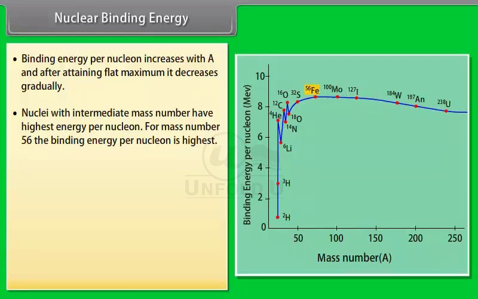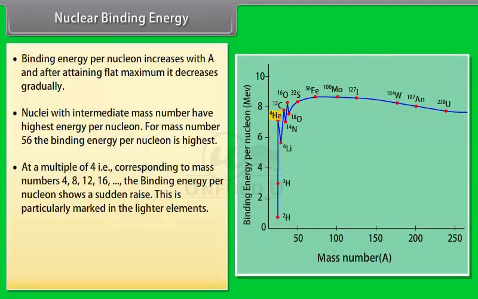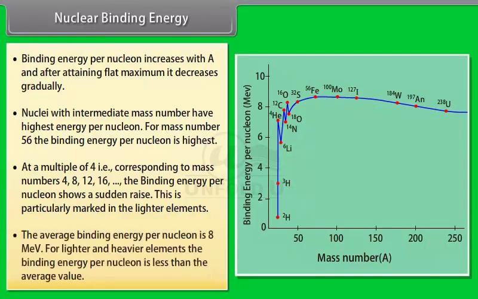For mass number 56, the binding energy per nucleon is highest. At multiples of 4, that is corresponding to mass numbers 4, 8, 12, and 16, the binding energy per nucleon shows a sudden rise. This is particularly marked in the lighter elements. The average binding energy per nucleon is 8 MeV. For lighter and heavier elements, the binding energy per nucleon is less than the average value.